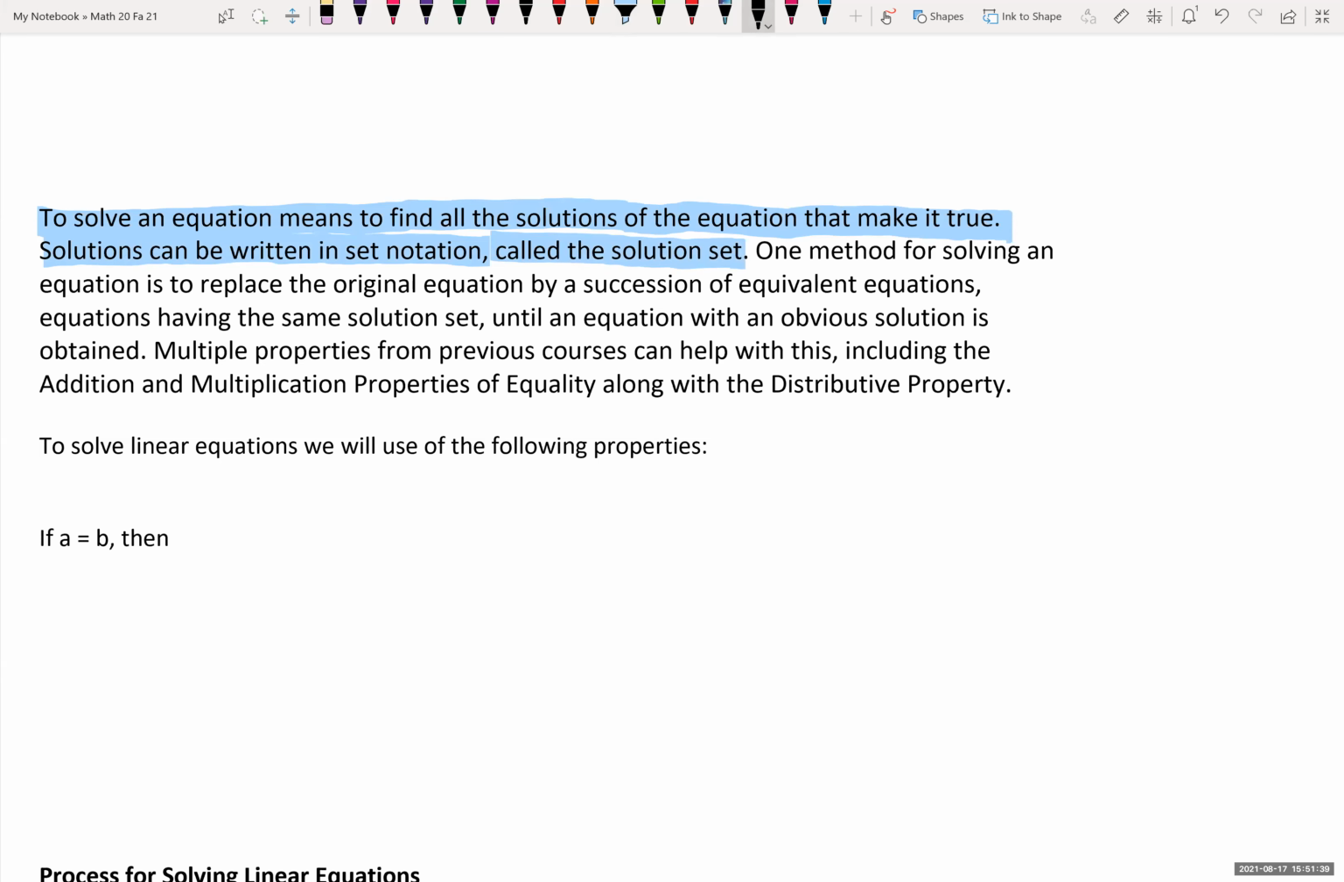So for instance, up here, when we found that x was equal to -1, we can say that x is equal to a set notation. You have these, I call them curly brackets, and a -1.